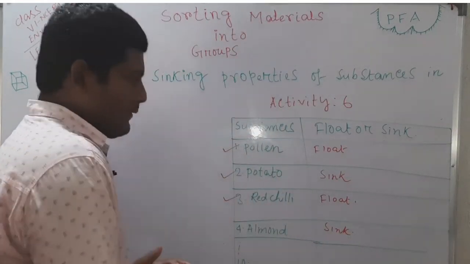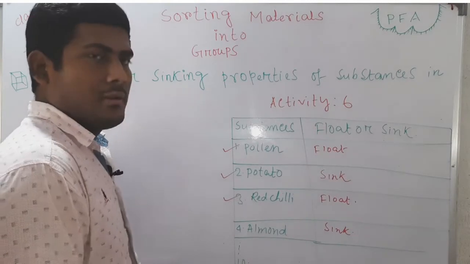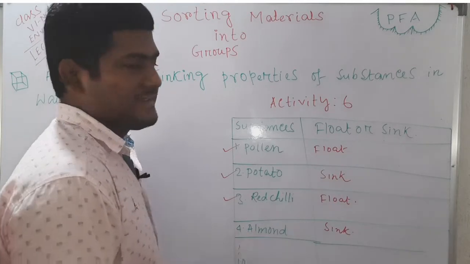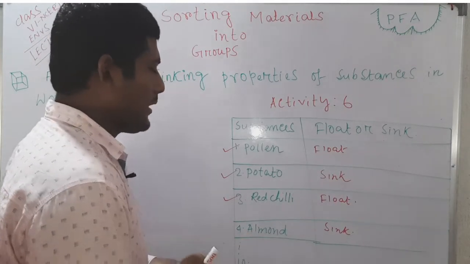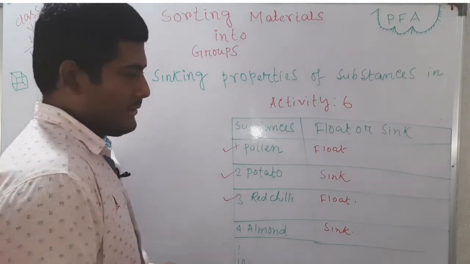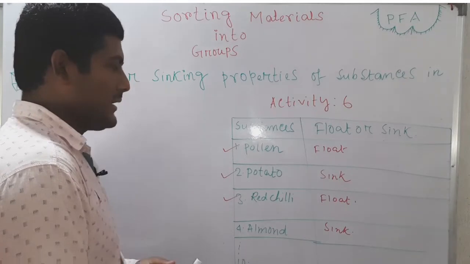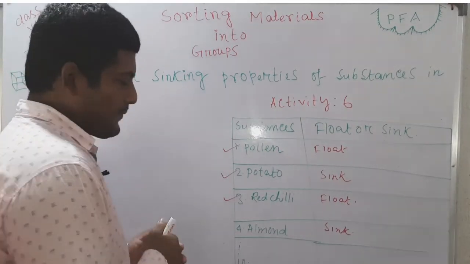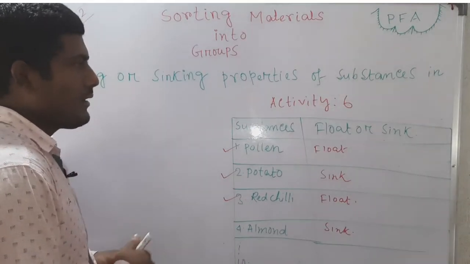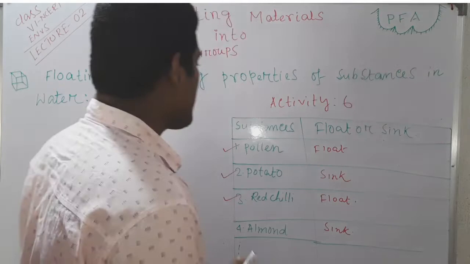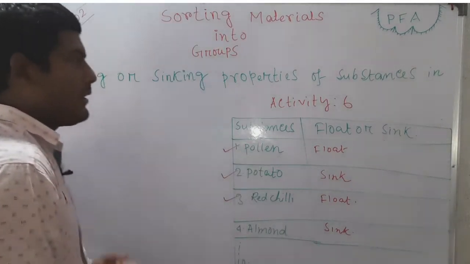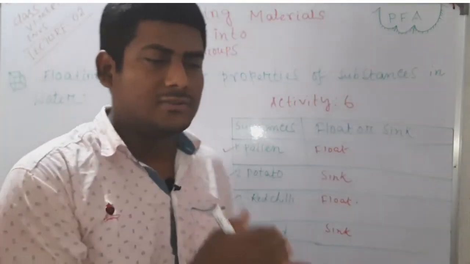Okay. Now similarly, collect different types of substances from your surroundings and perform the same activity that I did in front of you, and tell whether they will float or sink in the table and comment on the comment section. Okay, so now we will see the next topic, and the next topic is based on the transparency of material.